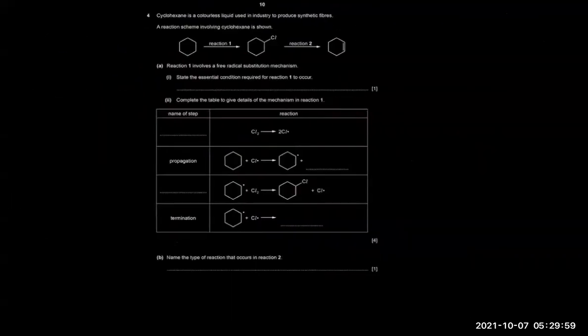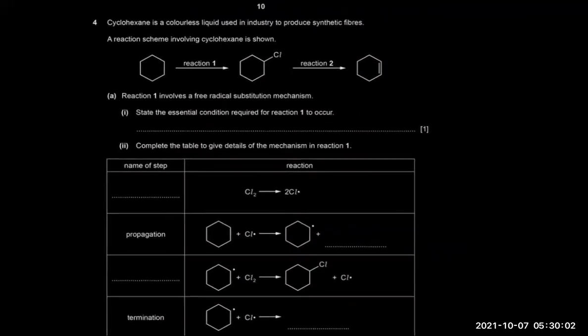The last question that we have is question 4. Question 4 says cyclohexane is a colorless liquid used in industry to produce synthetic fibers. A reaction scheme involving cyclohexane is shown. First cyclohexane is converted to chlorocyclohexane and then to cyclohexene, right? Reaction 1 involves a free radical substitution mechanism. What's the condition required for this? UV light. Ultraviolet.